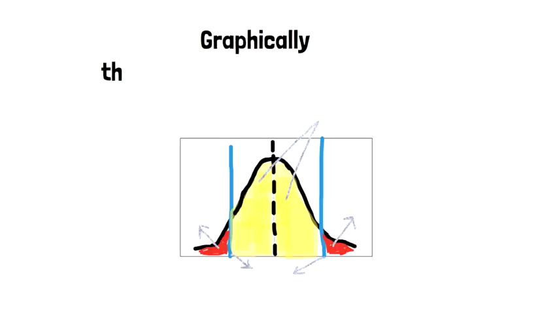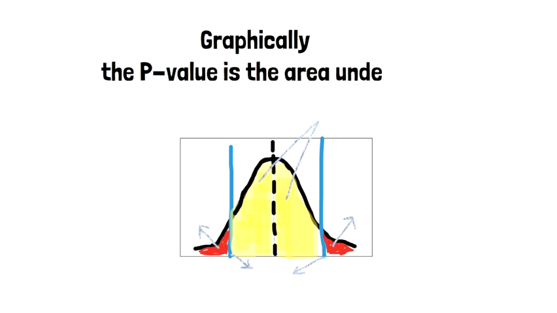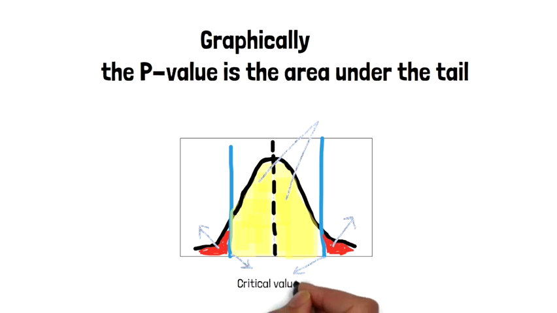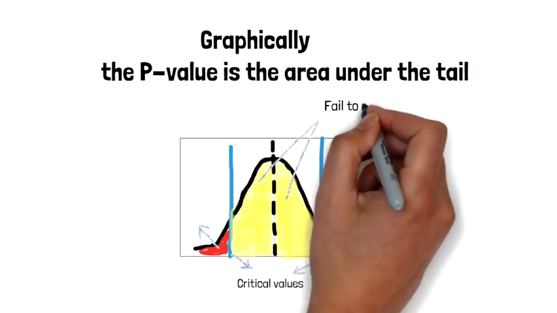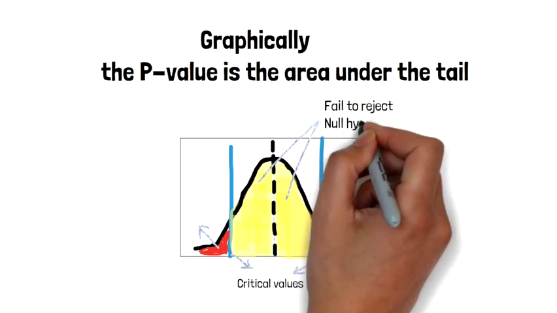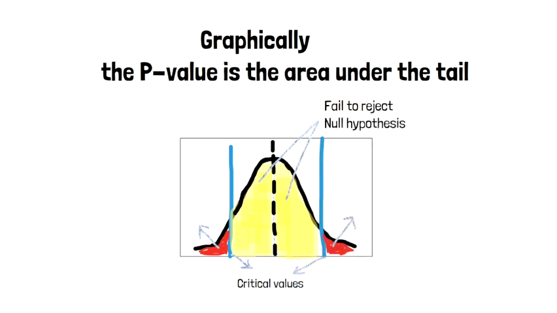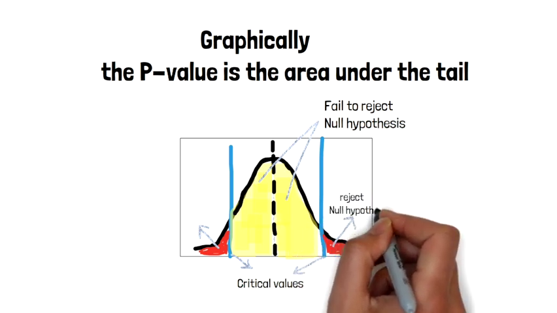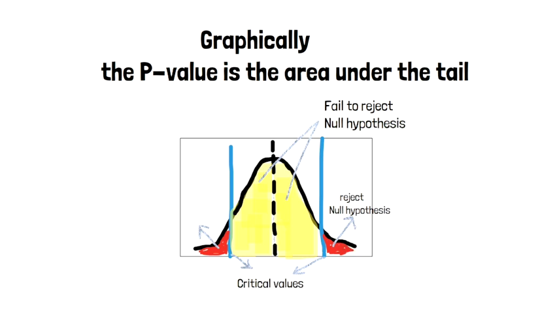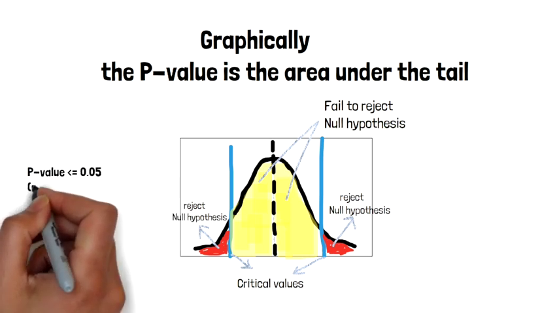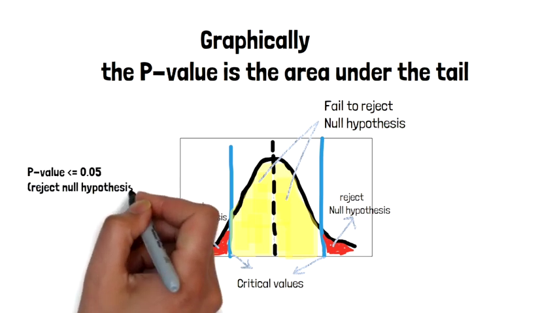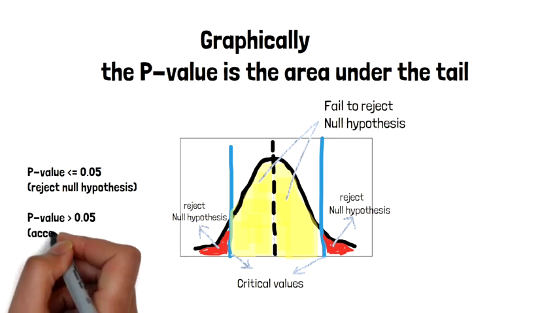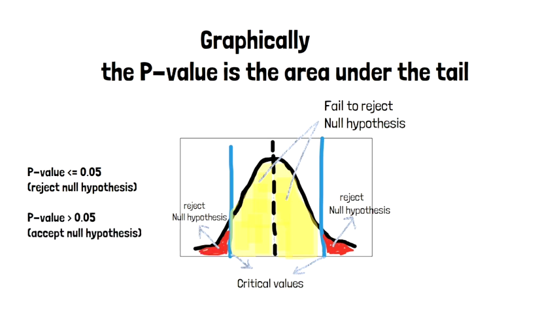Graphically, the p-value is the area under the tail. Critical region is important because if it falls within this region, then we would fail to reject the null hypothesis. However, if it crosses the critical values, which is the red zone or red area, then we would reject the null hypothesis. P-value of less than or equal to 0.05, which is 5%, is considered as a threshold to differentiate significant from a non-significant result.